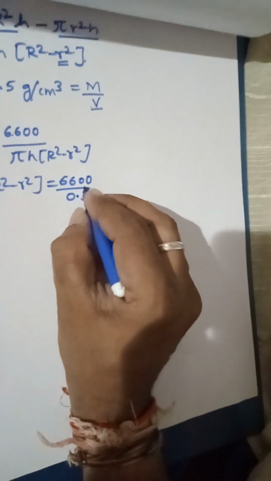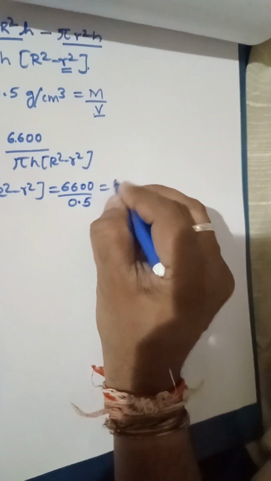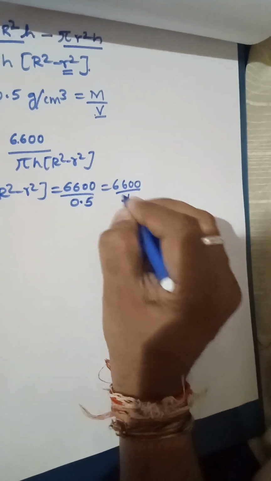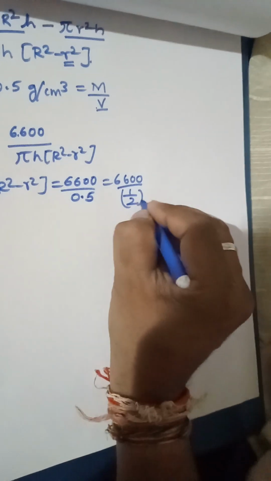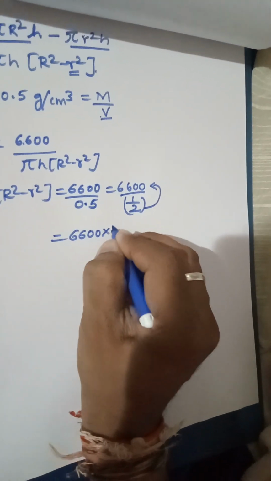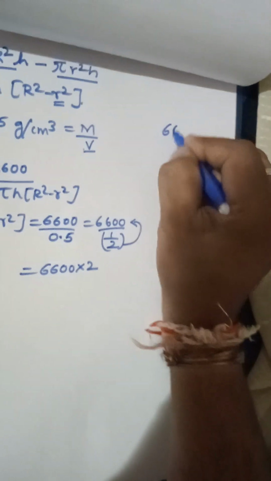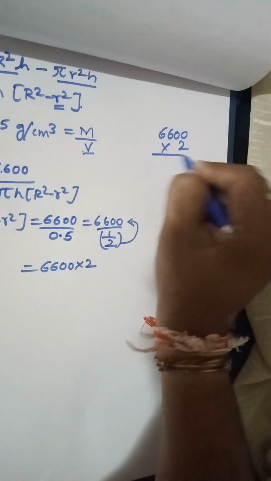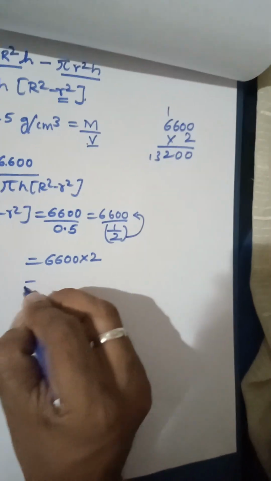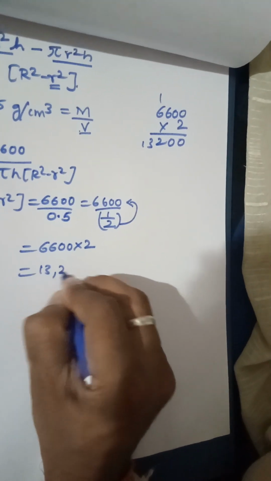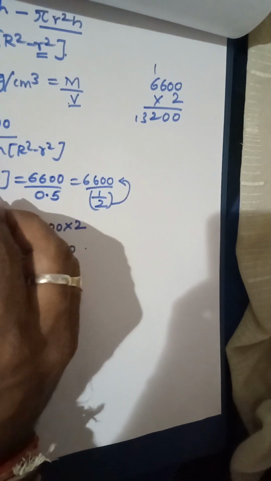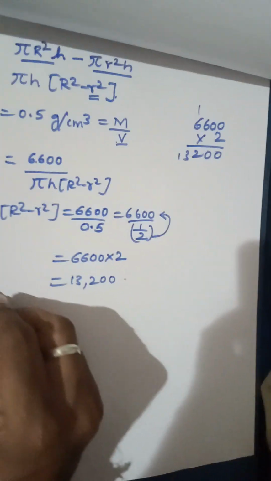Now 6600 by 0.5 is the same as writing 6600 divided by 1 by 2. So 0.5 is 1 by 2. So as you can see, 6600 will get multiplied with 2 here. So what is 6600 into 2? 13,200. 13,200 it is. Now this is pi h (R square minus r square).